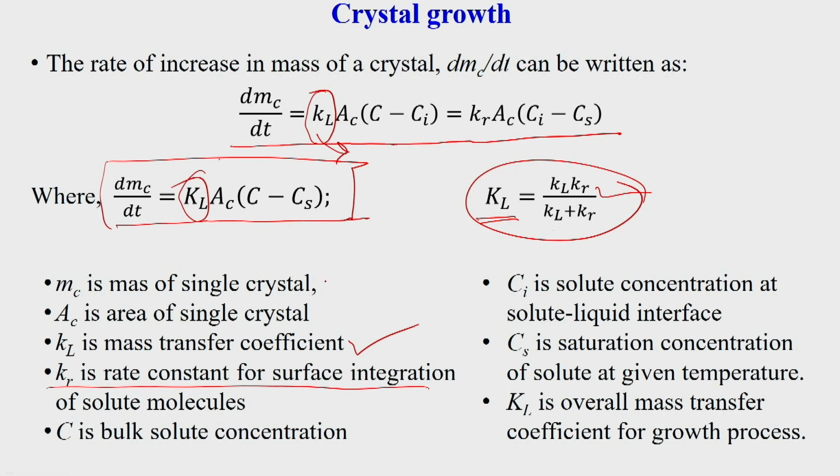Okay. So, here Mc is the mass of the single crystal, Ac is the area of the single crystal, k L is the mass transfer coefficient, k R is the rate constant, C is the bulk solute concentration, Ci is the solute concentration at the interface, Cs is the saturation concentration, and capital K L is the overall mass transfer coefficient. So, from this equation we can calculate the rate of crystal growth, either in terms of the individual mass transfer coefficient or in terms of the overall mass transfer coefficient, where capital K L is represented in terms of the individual mass transfer coefficient as well as the mass transfer rate constant.